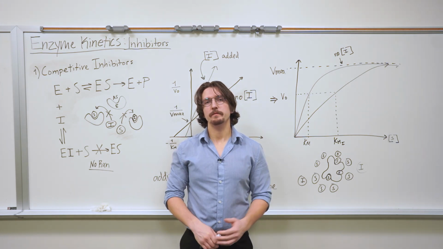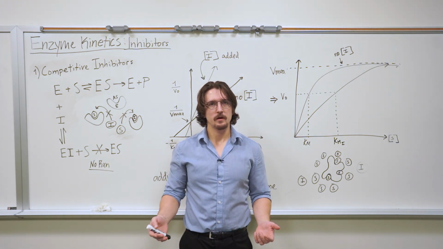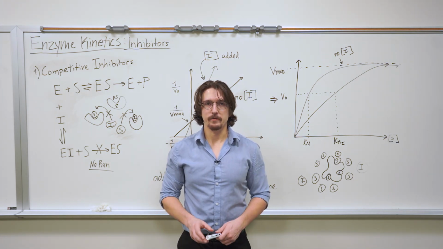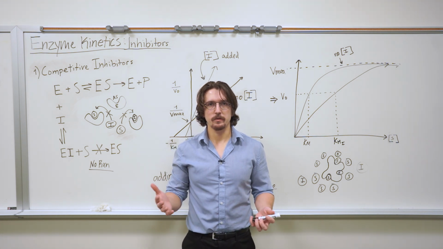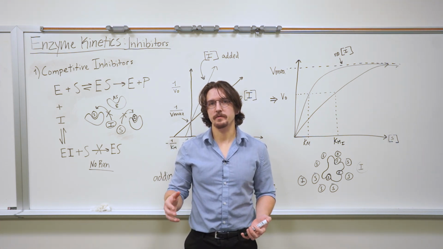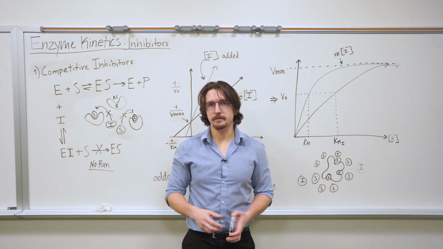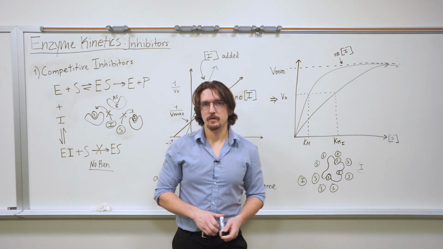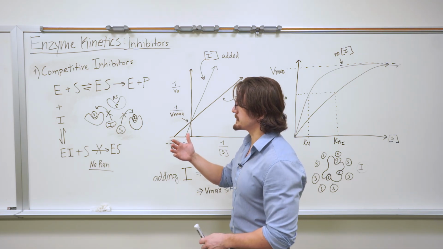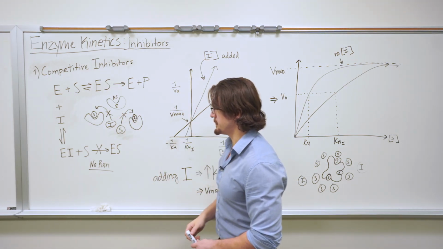Okay, so now that we've discussed the Michaelis-Menten equation, the Michaelis-Menten graph, and Lineweaver-Burk plots, we now have built up all the tools in our arsenal that are necessary for us to discuss enzyme kinetics in the presence of various types of enzymatic inhibitors. Okay, and the first inhibitor class that we're going to discuss are competitive inhibitors.